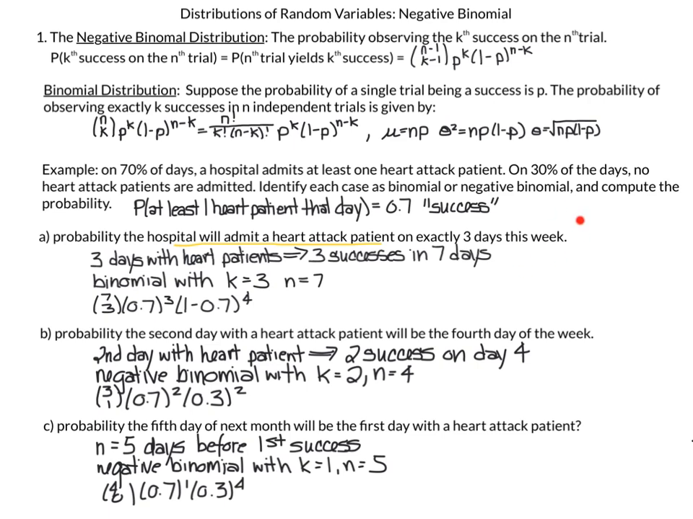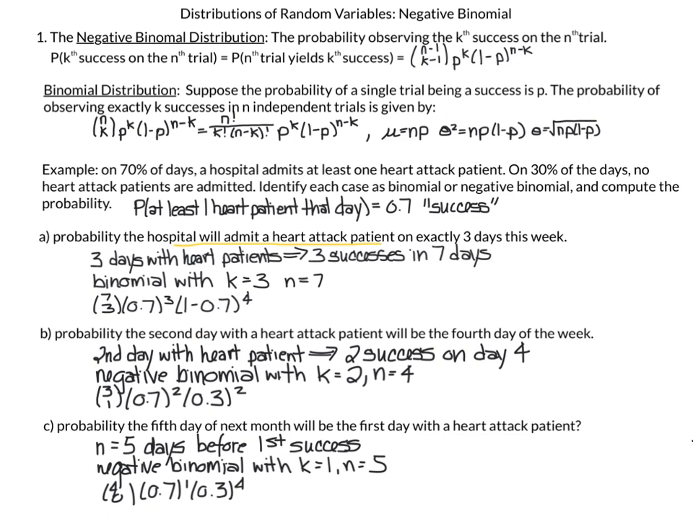So we have a given number of days that are our trial days. So our 7 days is the number of trials. And we're looking to see if we have exactly 3 days that we admit a heart attack patient. So our success is our 3 days with heart attack patients. 3 successes in 7 days or 1 week. Let's look at the second one.